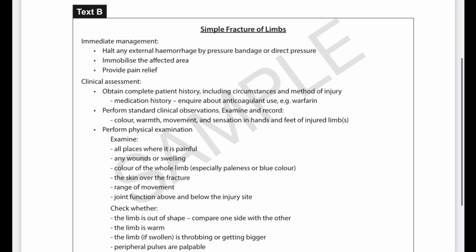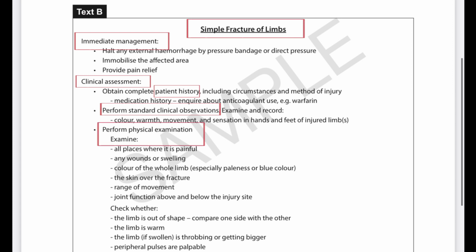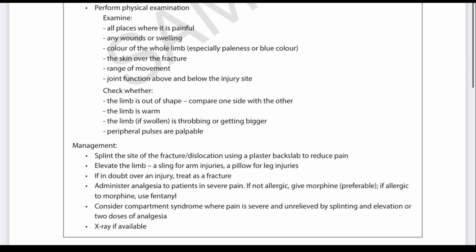So text B, read the title first, simple fracture of limbs. So we have immediate management, clinical assessment, patient history, perform standard clinical observations, perform physical examination. So you have to examine this and check whether this. So still in text B, management, splint the site of the fracture, elevate the limb. If in doubt, treat as a fracture, administer analgesia, consider compartment syndrome, x-ray.